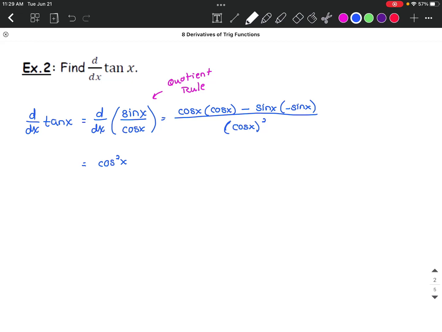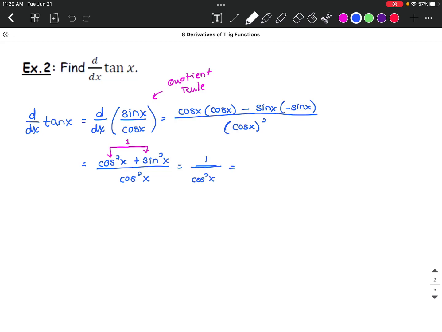So now cosine x times cosine x, remember, is cosine squared x, not cosine x squared. And a negative sine x times a negative sine x is a positive sine squared of x. And we don't usually write cosine x in parentheses squared. We write cosine squared of x. Now you should also remember this is a Pythagorean identity, that cosine squared x plus sine squared x is 1. So this is 1 over cosine squared x.